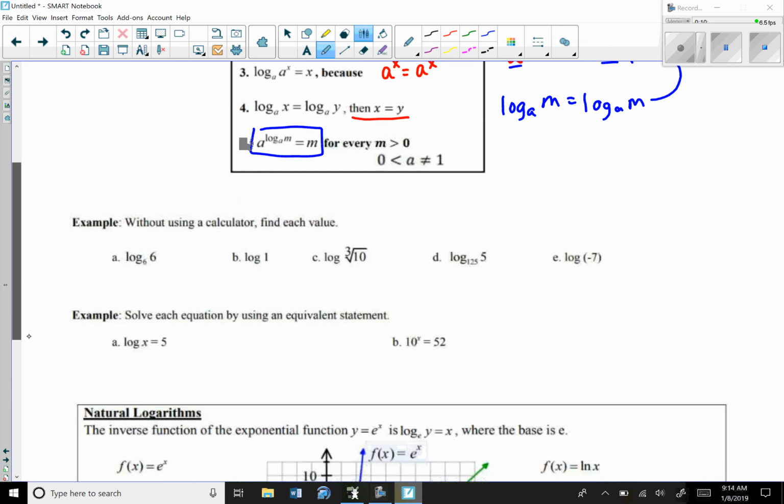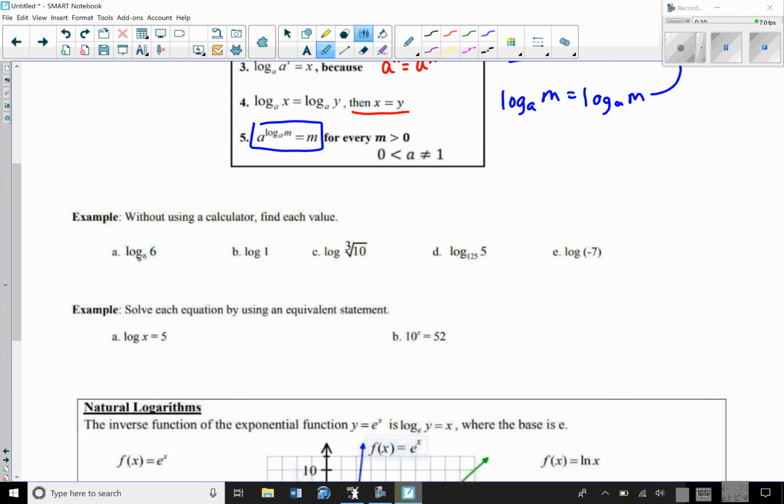So it says we want to, without a calculator, find each of these values. Again, if it helps you to think about the exponential form, that is a good thing to do. So we're saying 6 to what power is equal to 6? Well, by that property we just talked about, 6 to the power of 1 would be equal to 6. So this is equal to 1. Here, if the base is not written, remember that's base 10, so we're saying 10 to what power is equal to 1? Well, that means that 10 to the 0 power is equal to 1, so log base 10 of 1 equals 0, which again is a property.